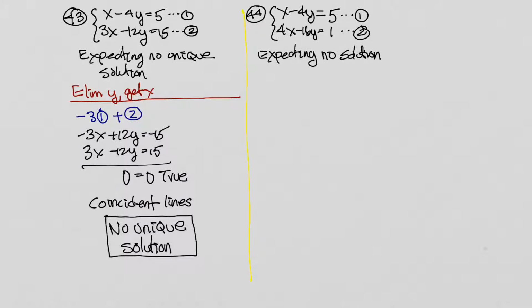Now, if we don't see it and we go about our business, we're going to try to eliminate y and get x. It's going to look almost like problem 43. And here's our plan, right? We're going to eliminate y, so we're going to focus in on these y's. Now, the smallest number that both 4 and 16 divide into is 16. So we're going to make these 16s.